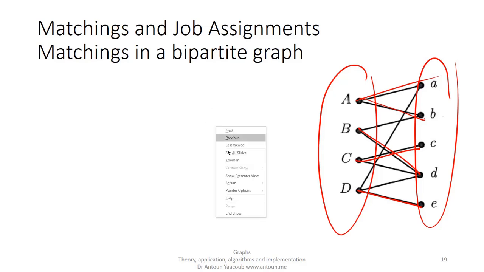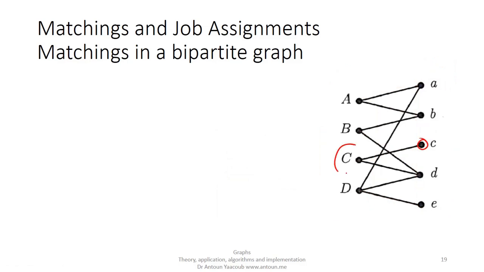For example here, if I match C to other jobs, for example if I match C to d, then no one will be able to pick c. This is very important to note.